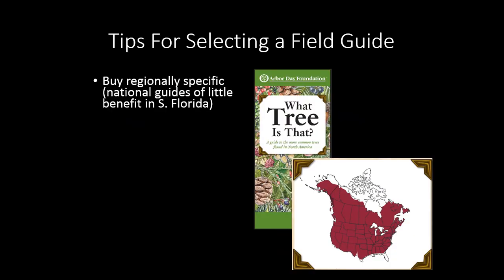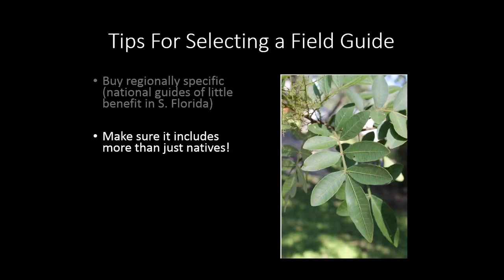Be very careful when you buy a book. There's a lot of national books out there. This one's from the Arbor Day Foundation. If you look at the range map below, what's missing from that picture? All of the state of Florida. So, especially South Florida, you guys have it really rough trying to find guides. And this is Brazilian pepper, as I mentioned. If it's not in your book, you'll not know what that is.